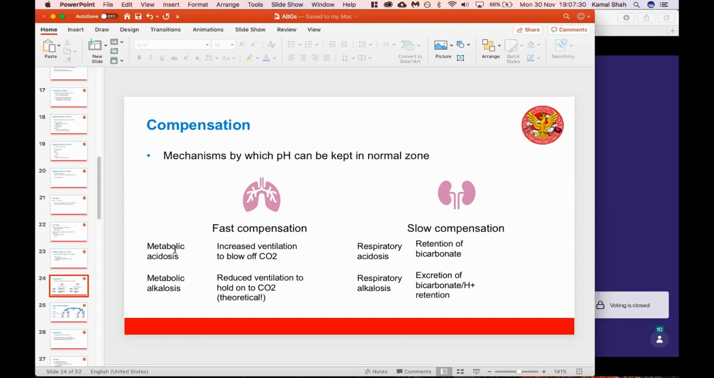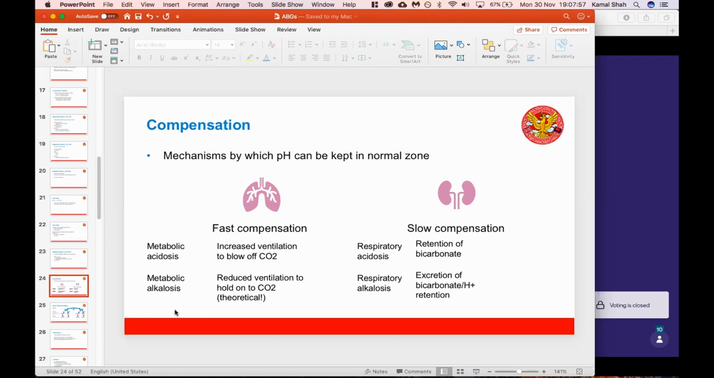So if we've got metabolic acidosis, we can increase the amount of ventilation, we can blow off all this carbon dioxide, and we can put our pH into its normal zone. Okay. If we've got a metabolic alkalosis, theoretically, if we reduce the ventilation, we can hold on to this carbon dioxide, and this can again bring our pH back into the normal zone.